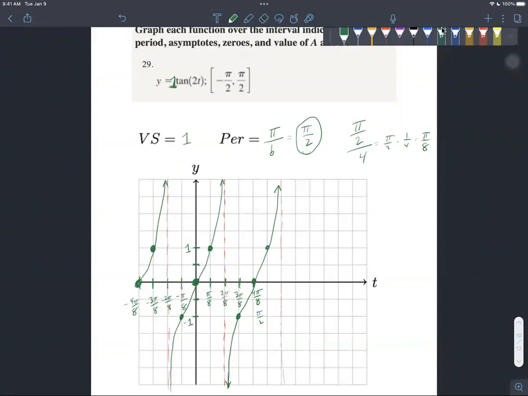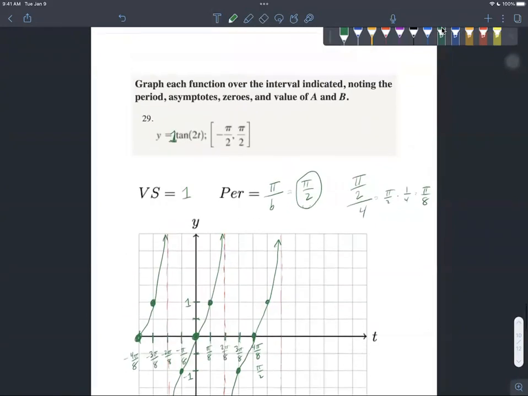Now, to make sure we've done this correctly, we actually could plug in all of these values if we didn't want to use the function transformations. But let's just say we wanted to plug in. Is that actually a point on this graph? Is it 0, 0? Well, what is the tangent of 2 times 0? That's the tangent of 0, which is 0. So we get the point 0, 0.